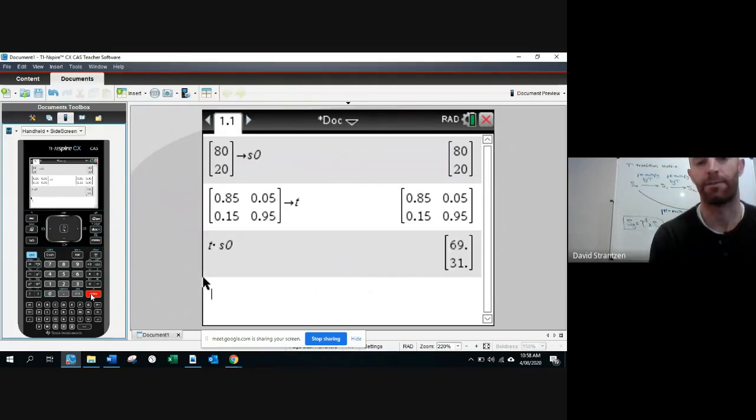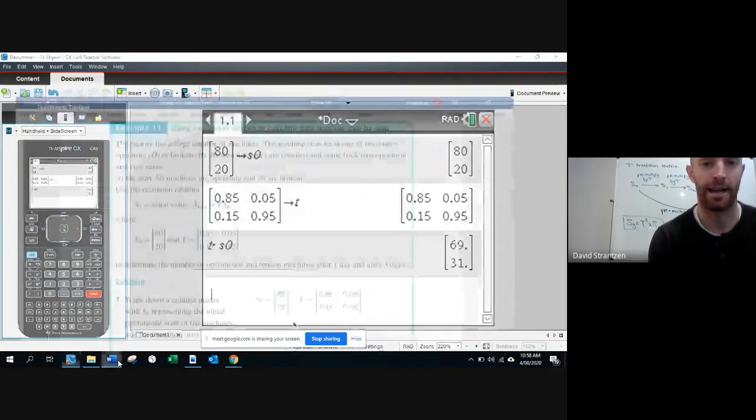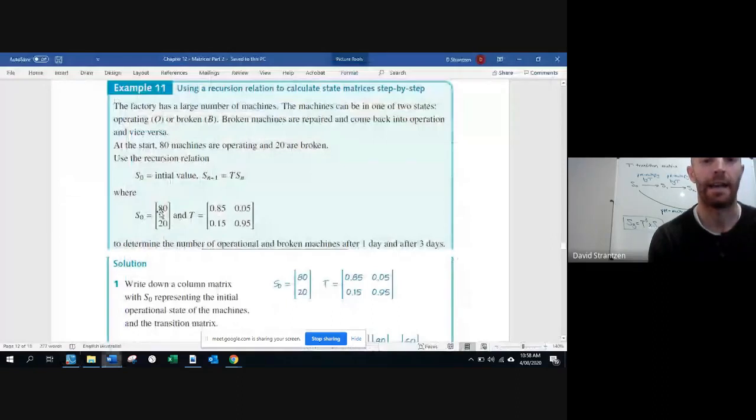And that's what we get for the machines after 1 day. There will be 69 operational machines and 31 broken machines. Remember that operational machines are the top number always, and the broken machines are the bottom number always.